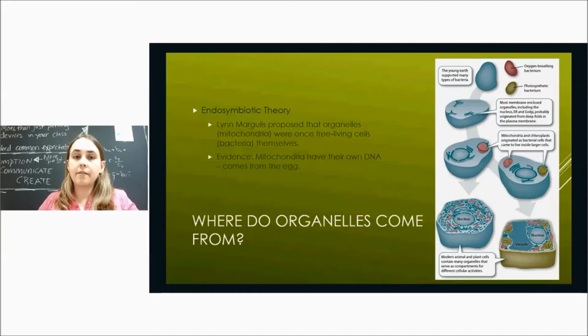There is a lot of evidence that supports this theory, and one of those pieces of evidence is that mitochondria and chloroplasts have their own DNA. Your mitochondria has its own circular DNA, just like a bacteria, and you get your mitochondrial DNA from your egg cell. So you can thank your mother for your mitochondrial DNA.